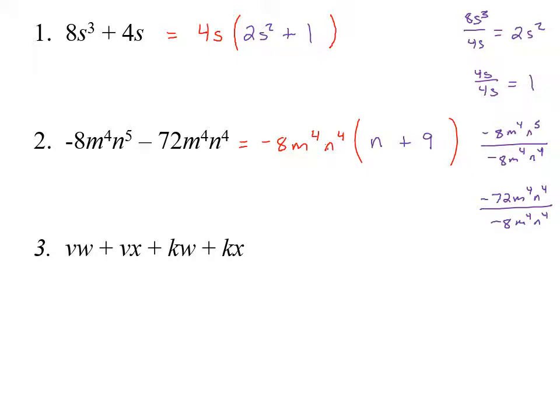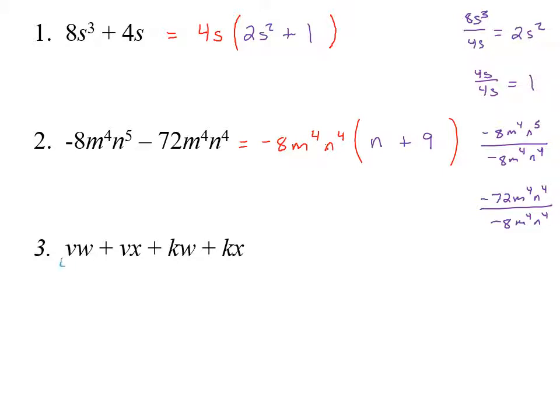And that would be completely factored as much as possible. That's how you do greatest common factor. Then, number 3, you'll notice there are 4 terms here. I would do that by factor by grouping. And factor by grouping is a type of greatest common factor as well.